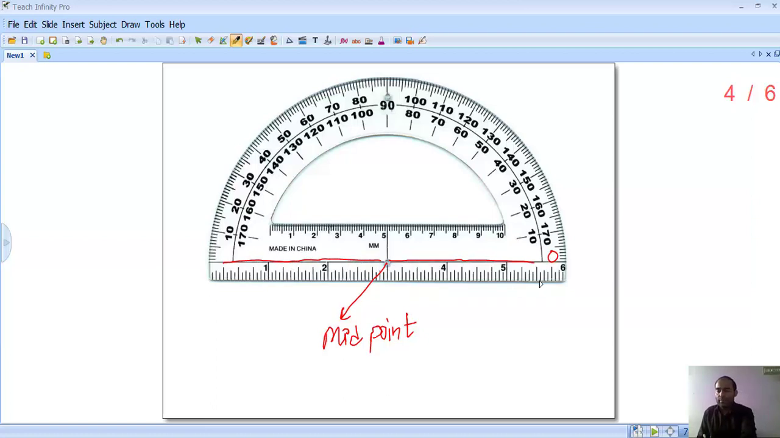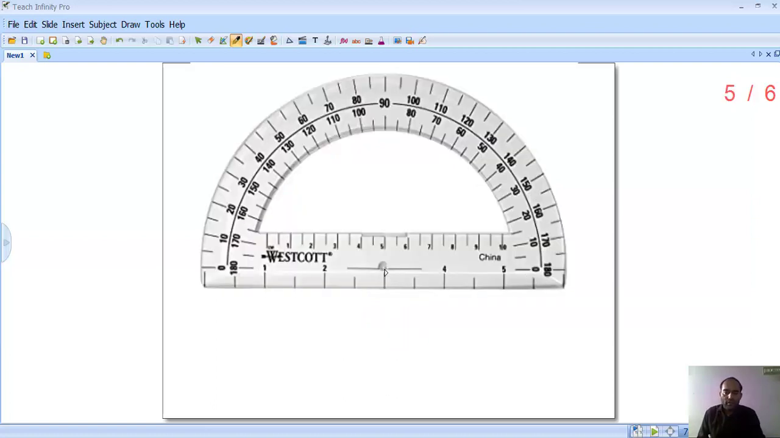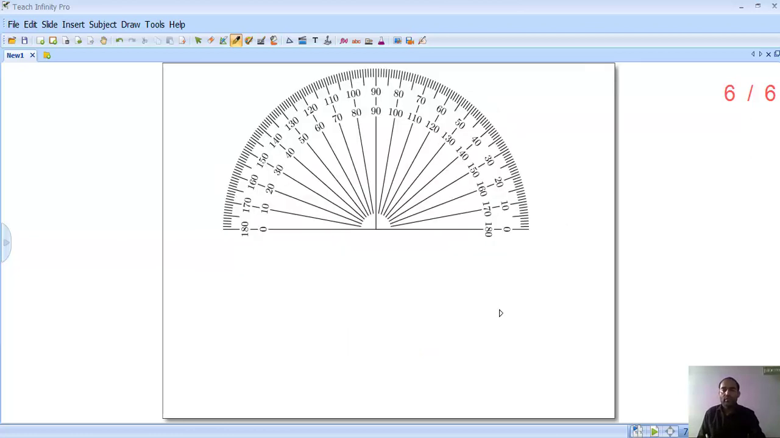Let me show you one more protractor. Here the hole is also given. This one is the midpoint. Where is the zero line? Here is the zero line. You can see here is also zero, here is also zero. So this is the zero line, or reference line. Now you may have this type of protractor also. Which one is the midpoint? This one is the midpoint.